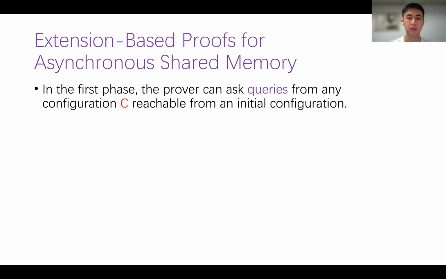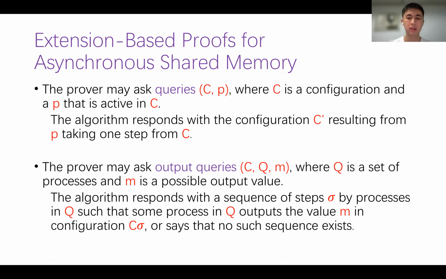In the first phase, the prover can ask queries from any configurations reachable from initial configurations. The prover may ask what happens when a process takes one step from a configuration C it has reached. The prover may also ask whether there is a sequence of steps by processes in Q from a configuration C it has reached, such that some process in Q outputs the value M in the resulting configuration. The algorithm either responds with such a process and a sequence, or says they do not exist.